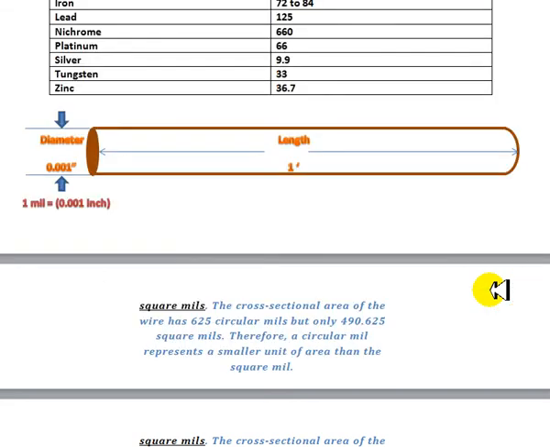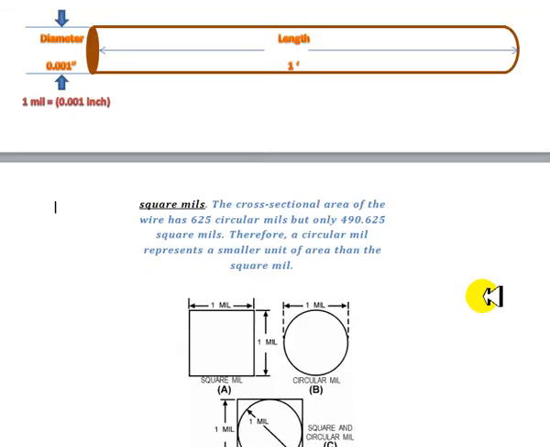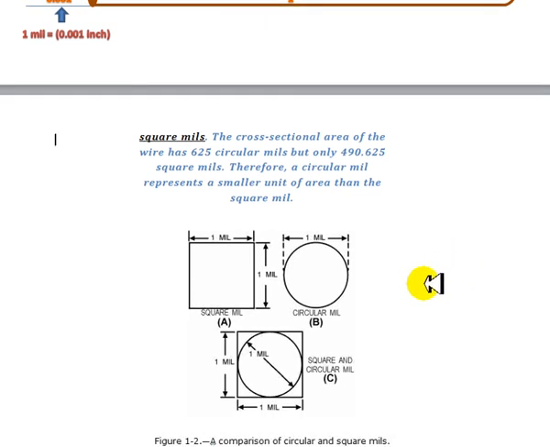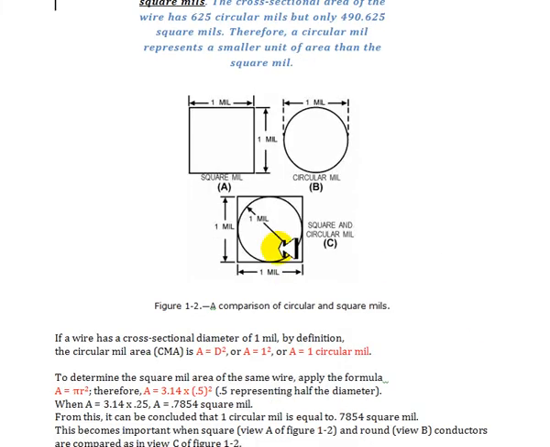Now let me explain something very clearly about a square mil. The cross-section area of the wire has 625 circular mil, but only 490.625 square mil. Therefore, a circular mil represents a smaller unit of area than the square mil. As you can see here, look at the graph. A circle and a perfect square, it's like cutting away. You can see all that in graph C from this figure 1.2. It's a comparison that you can see.